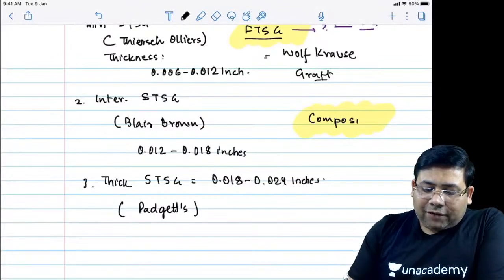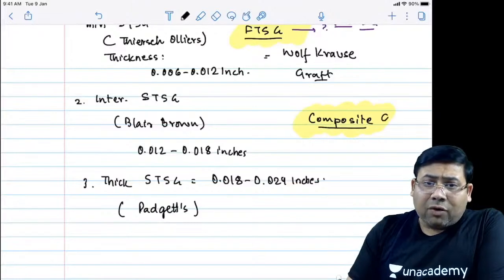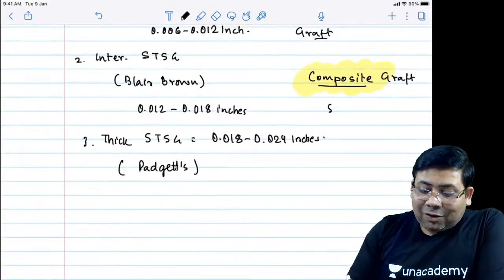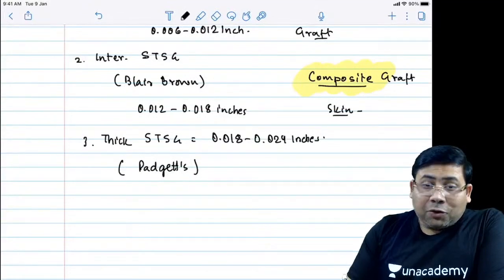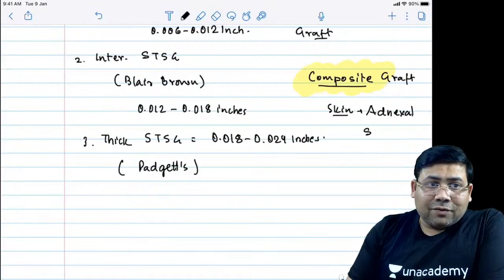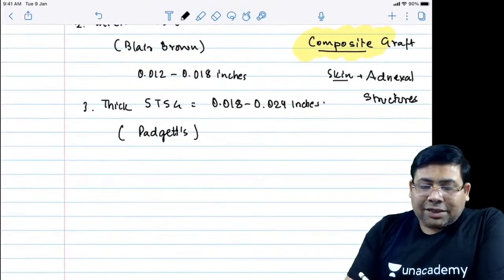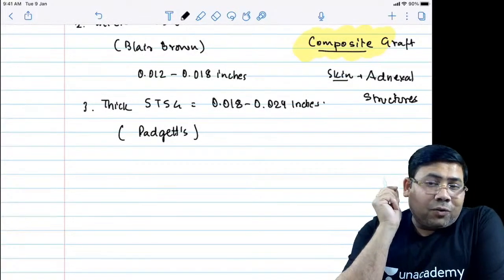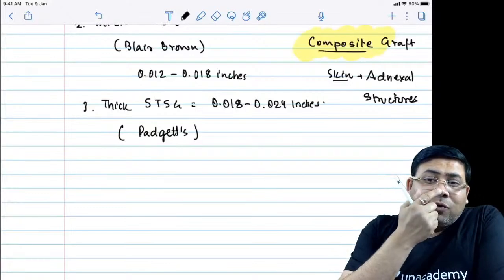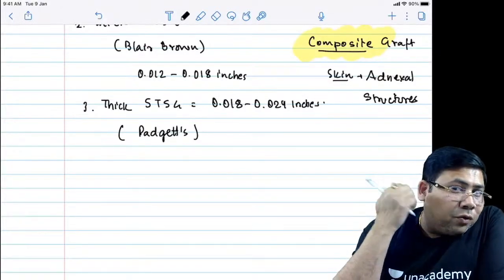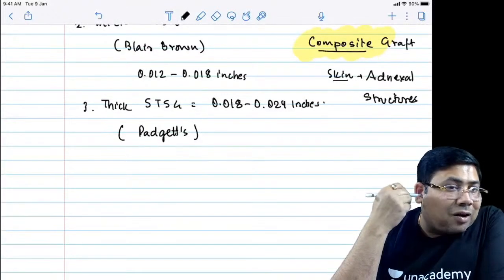So composite graft. When we talk about composite graft, what is composite graft, students? Along with the skin, you are using adnexal structures. Like recently, you must have seen my video, I have shown in the classes also. I have done an auricular graft. If you have to do a tip of nose reconstruction, you need that columella effect, so inside this is the auricular graft.